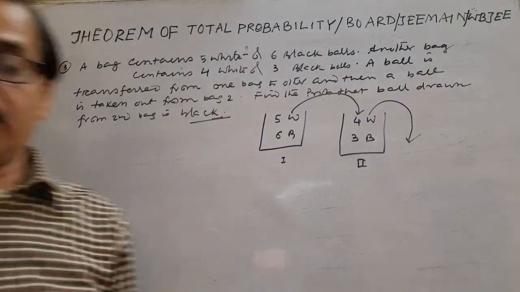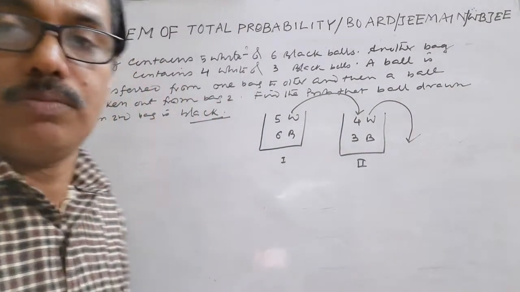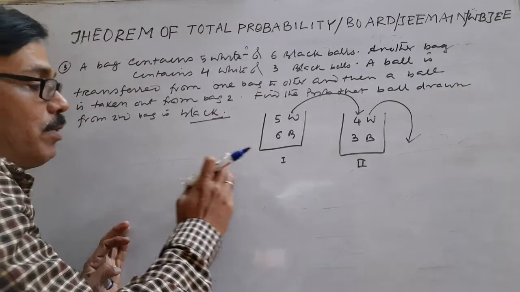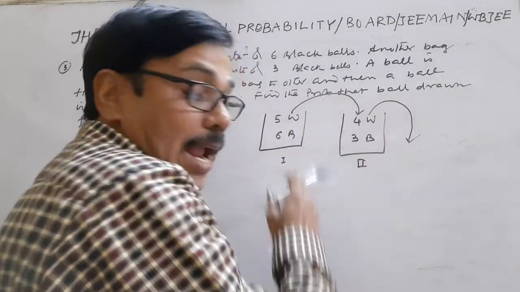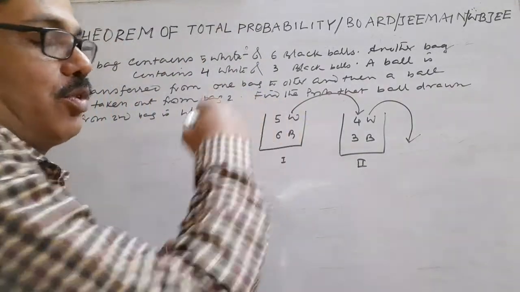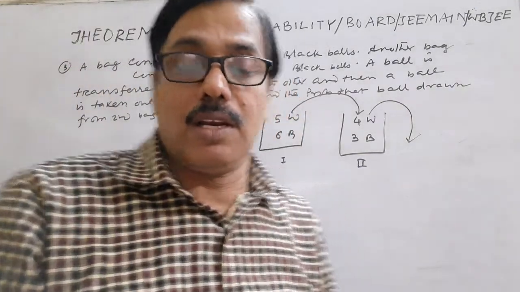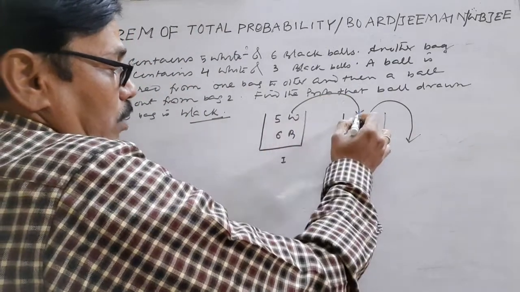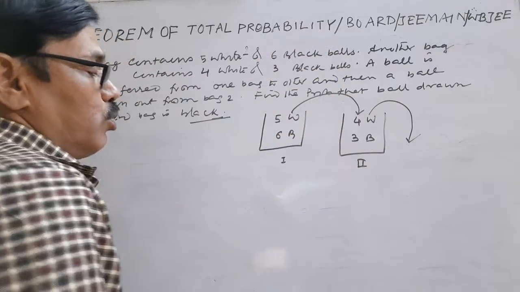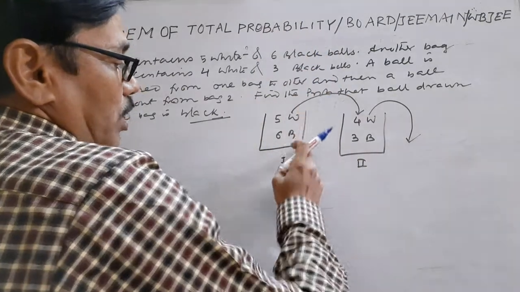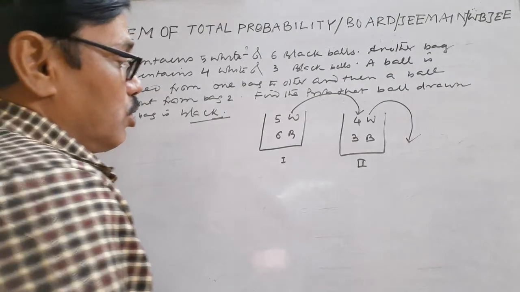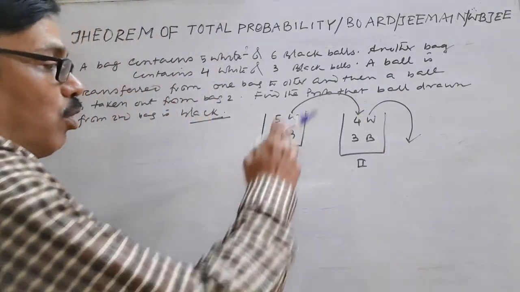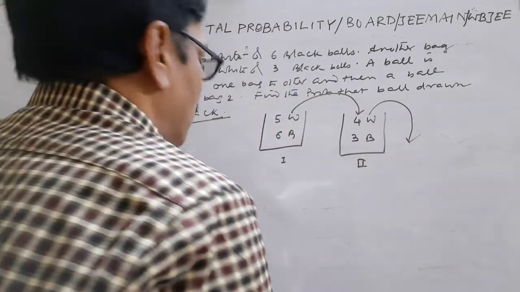So what is the difference? Try to understand from previous problem. In previous problem, it is given that one bag is selected and a ball is drawn. But here, what is E1? E1 is you are transferring one ball from bag 1 to bag 2. It may be white or it may be black. So you are not selecting bag, you are transferring ball. So ball may be white or may be black.